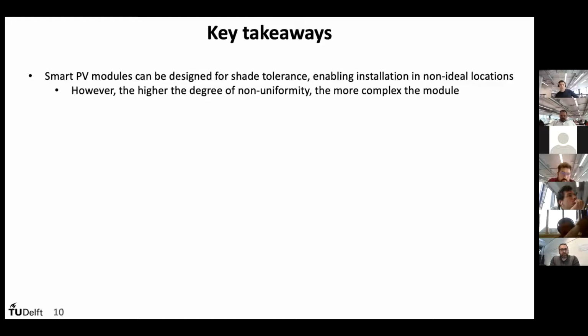However, of course, the higher the degree of non-uniformity, the more complex the module could be. A limit case is a module where we can control every single cell. So what I mean here is that you can, let's say, not take so much care of shading objects, but you should not put shading objects on your buildings if you want to integrate any PV module on a facade. Because we have a general solution that can take care of non-uniformities, but it should not be to a very high degree.